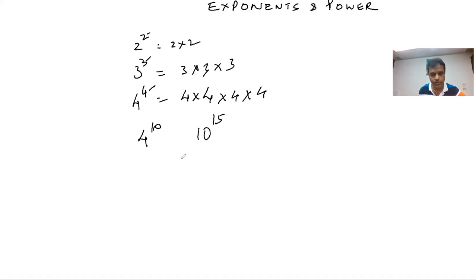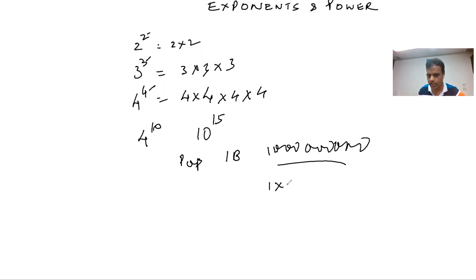For example, if I have to represent in exponential form the population of the country, and if the population of the country is 1 billion, 1 billion basically means writing 9 zeros after 1, isn't it? So this is how we represent it in the actual number. But in terms of exponents, 1 billion can be written as 1 into 10 to the power 9. Speed of light can be written as 3 into 10 to the power 8 meters per second.